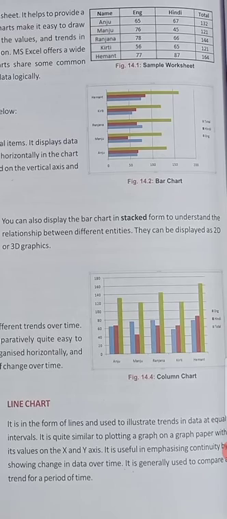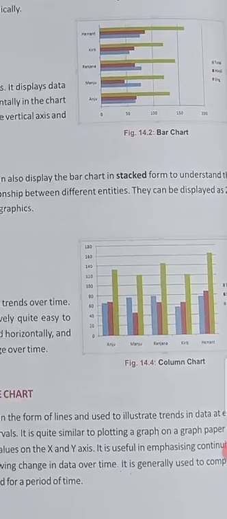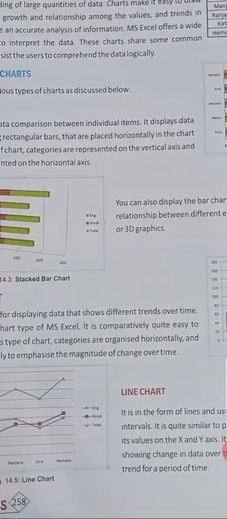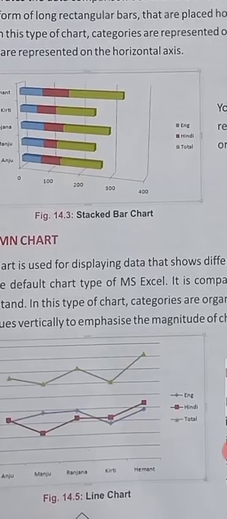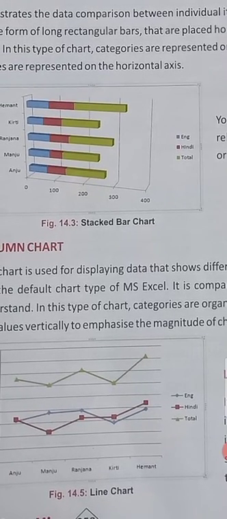In this, our values are on the side and our content is in the bottom. We can see it easily. Next is line chart. This is a line chart. In this, we draw our data in line mode.